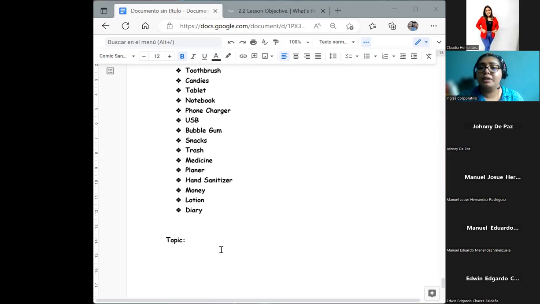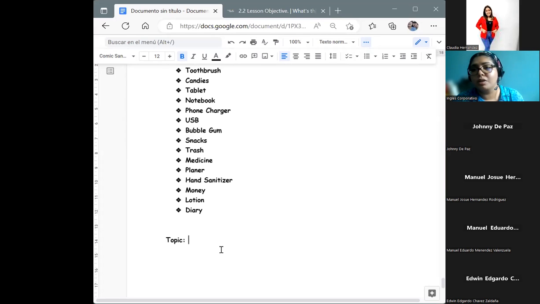Okay, we are going to continue with the second topic. In this case, it is not related to the vocabulary. We can say it is a grammar topic because we are going to see the difference between the use of this and this. So it can sound kind of the same, but it is not. The topic is this and this. We are going to know what this topic is about and how we can use it in our daily life.